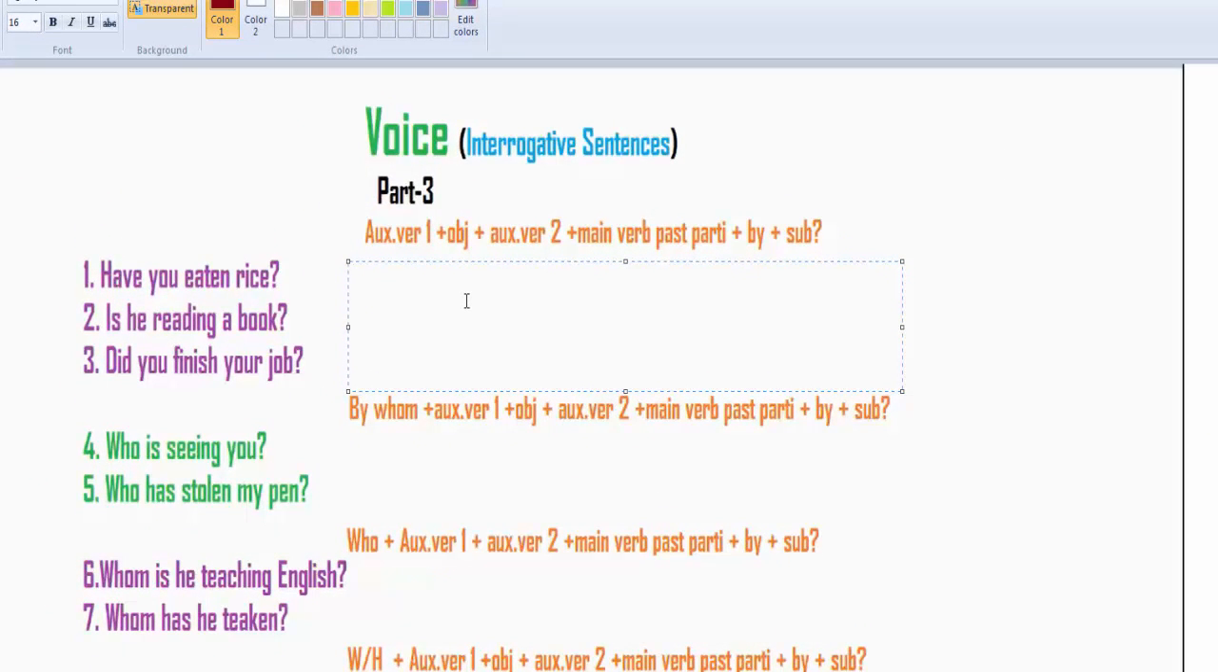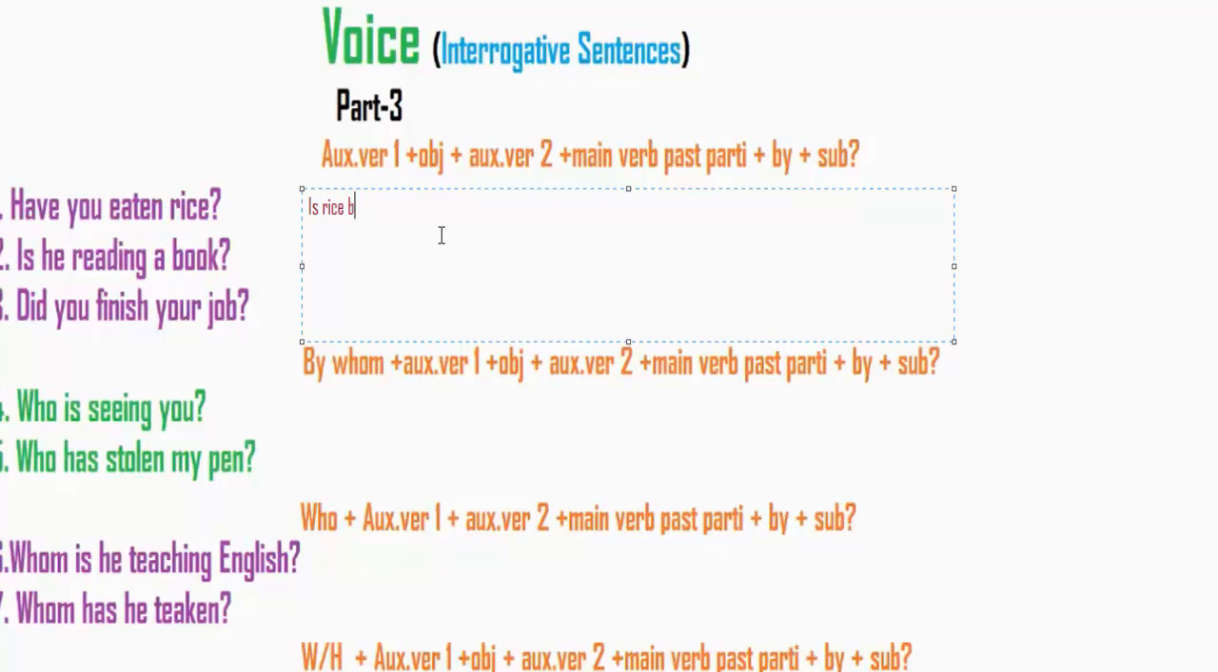Notice that this is a present perfect sentence. Has rice been eaten by you? Next, is a book being read by him? Next, did you finish your job? Watch your job, by you.